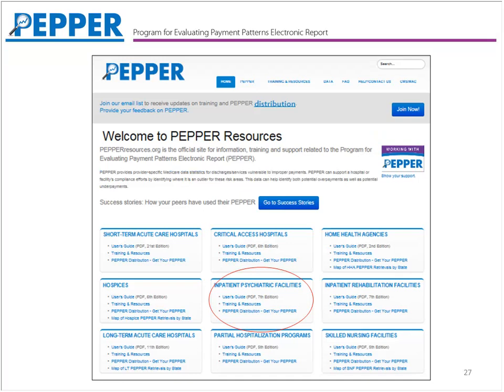And this is just a screenshot of our website home page. You can see that the resources for IPFs are easily accessible there from our home page with a quick link to the user's guide, the training and resources, PEPPER distribution if you need information about getting your PEPPER. You can go right there. At the top of the ribbon, it might be a little hard to see, but there is a data tab there that you'll click on to get those national level and state level reports that I just mentioned, as well as the peer group bar chart. You can find those there too. So a lot of information out there on our website.